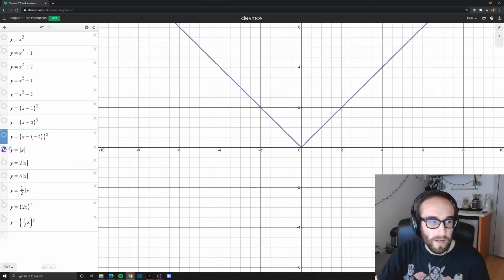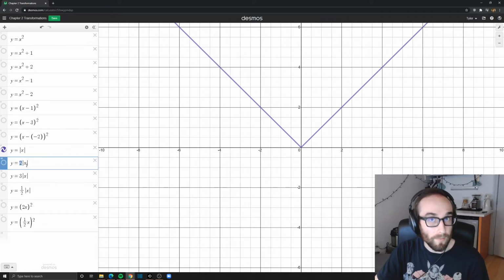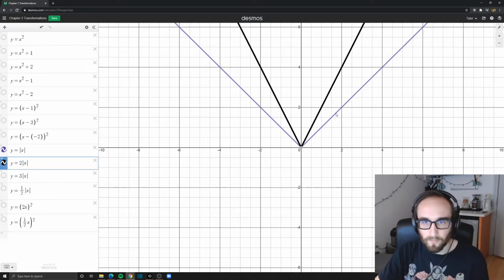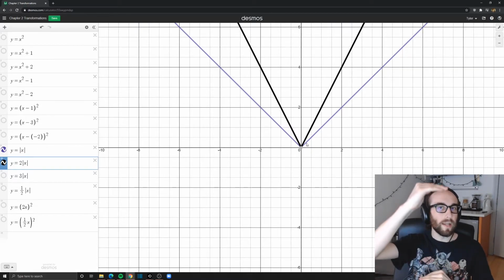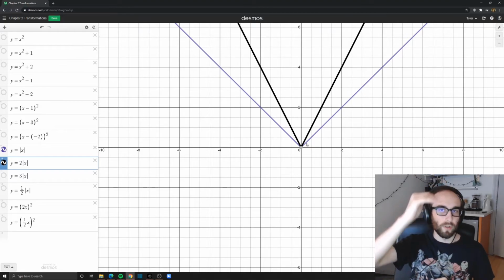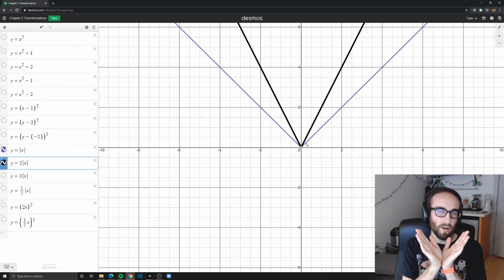Here we have y equals absolute value of x. For our first transformation, we have y equals 2 times the absolute value of x, so we're multiplying f of x. And 2 is greater than 1, so we should have a stretch. And here you can see we have a stretch. So what's happening is we're taking f of x, we're taking that v, and we're kind of pulling it up. You can think about it as stretching it vertically. So what happens is our v becomes narrower in this case.